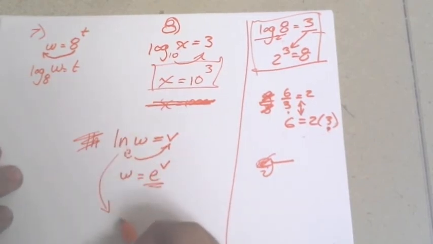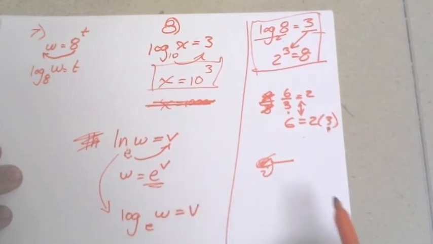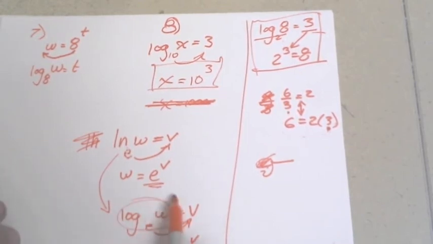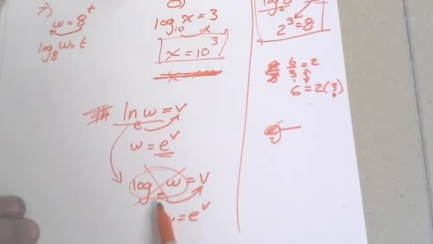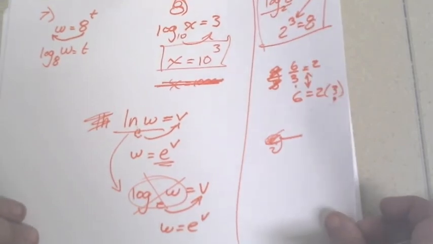You could literally write this as log base e of w equals v as the original problem. Then the e swings over: w equals e to the v. Don't do that, because I want you to be using the proper notation. But if you want to write it this way just as a step along the way because it helps you stay organized, do it. Great.